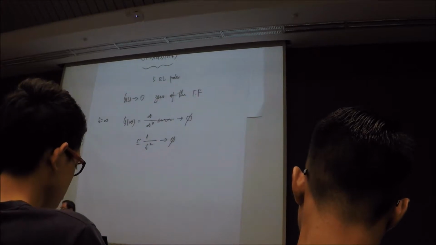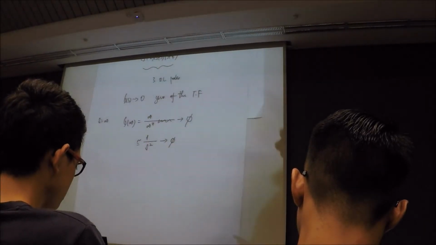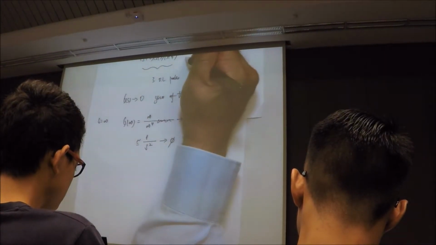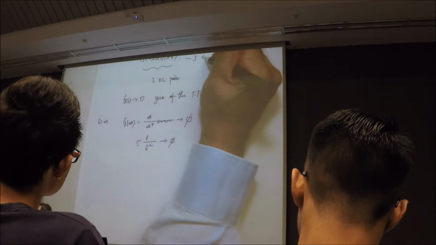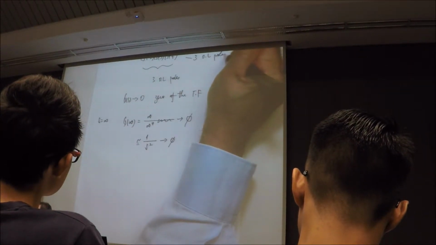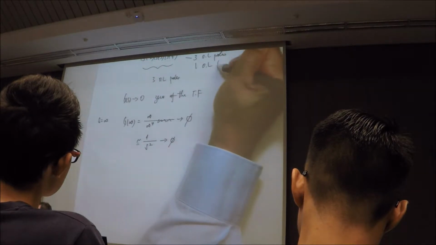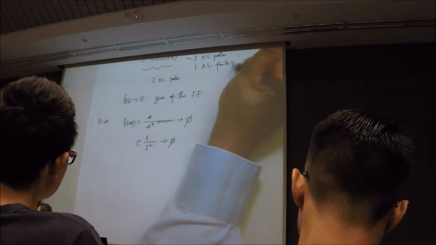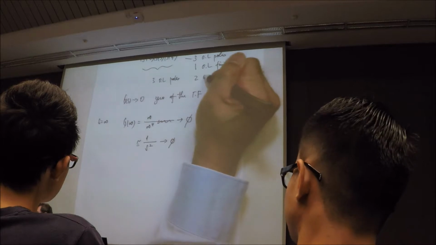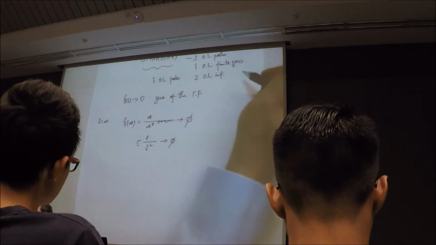And that is why we say that for a transfer function such as this, we mentioned before, you have 3 open loop poles, 1 open loop finite zero, and 2 open loop infinite zeros.